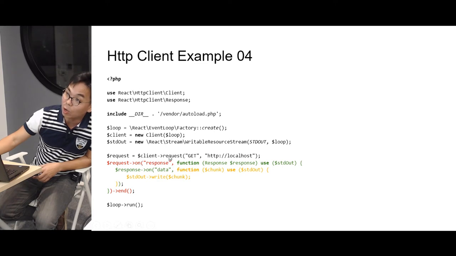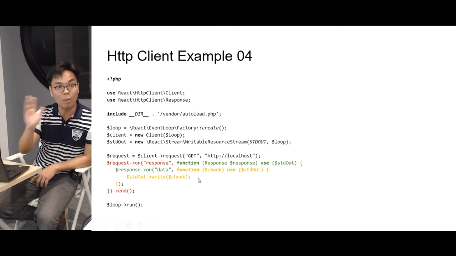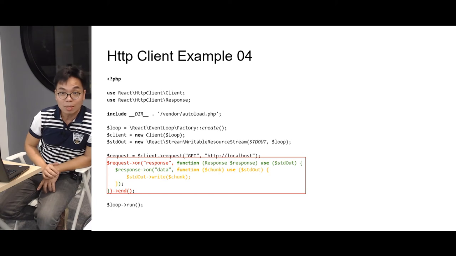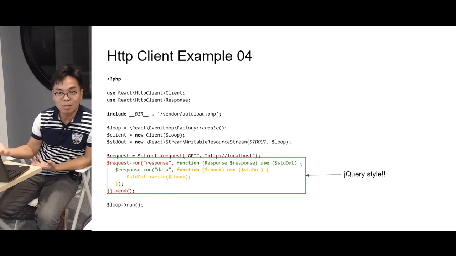This is the part where I create the HTTP request call, right? Get to my localhost, then with this request object dash on, when there's a response event, run this callback function. It is still callback. This is very callback based, right? So what does this look like to you? Right, this looks like jQuery to you, right? A very jQuery style, right?